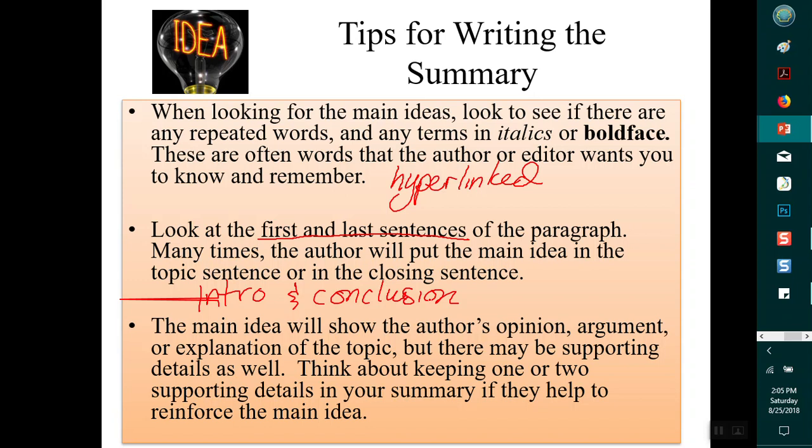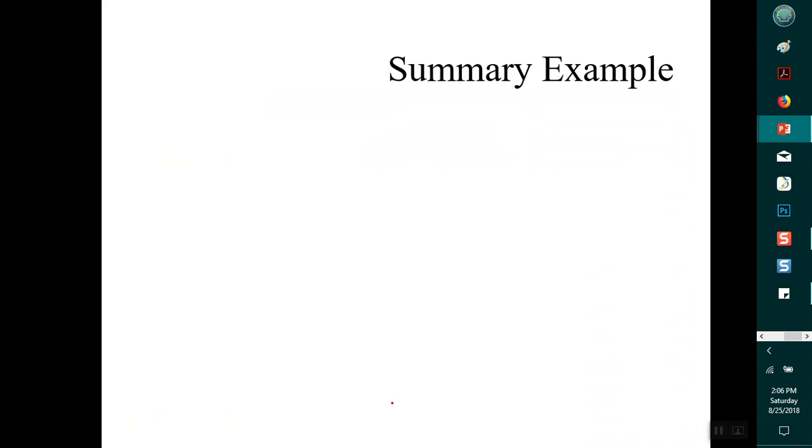This is a good study tip as well. If you're reading and trying to write notes that are summarizing everything you're reading, just look at the first and last paragraphs, because a lot of times that's where the main ideas are. So the main idea shows the author's opinion, argument, or explanation of the topic. There may be supporting details as well. So think about what's the most important supporting detail, and what's the most interesting, and what best helps to reinforce the main idea. That's what you want to keep in your summary.